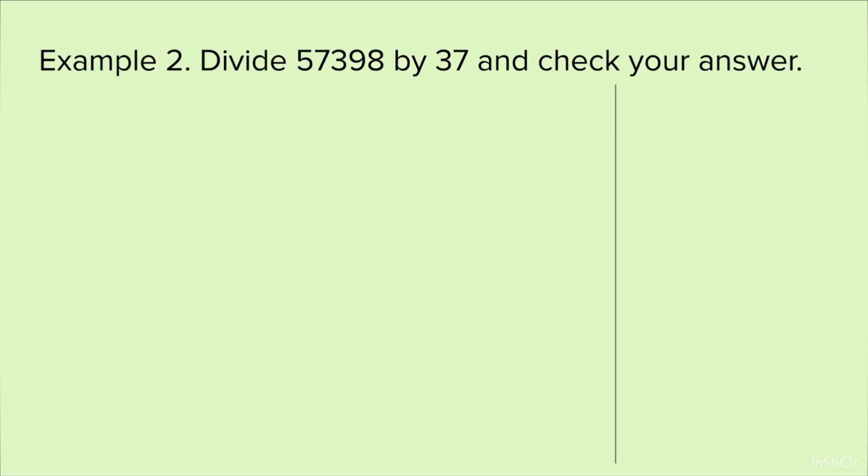Question 2. Divide 57398 by 37 and check your answer. We write 57398 inside the division symbol and we write 37 outside. We take two digits at a time.